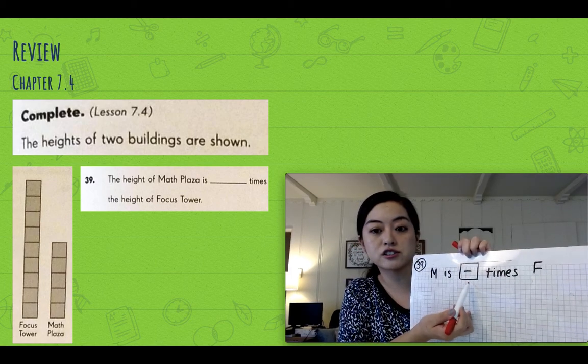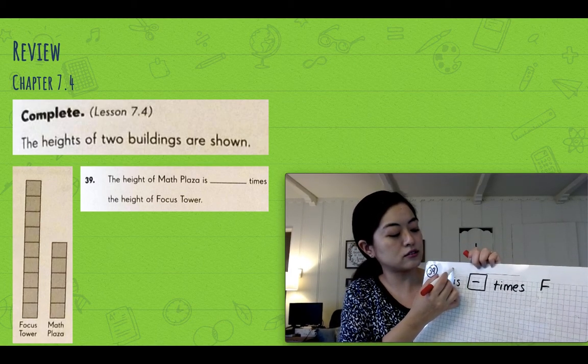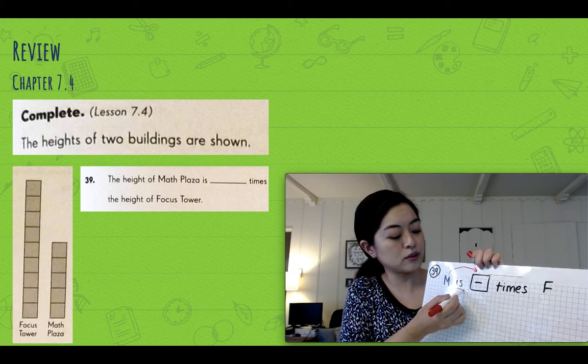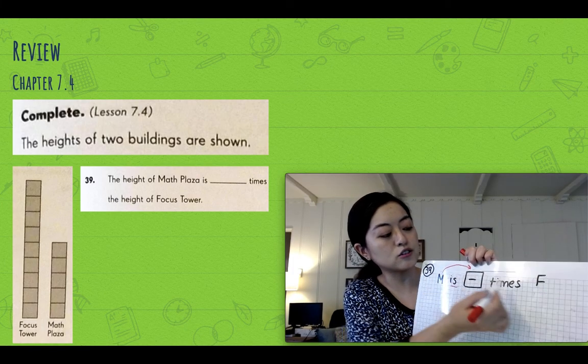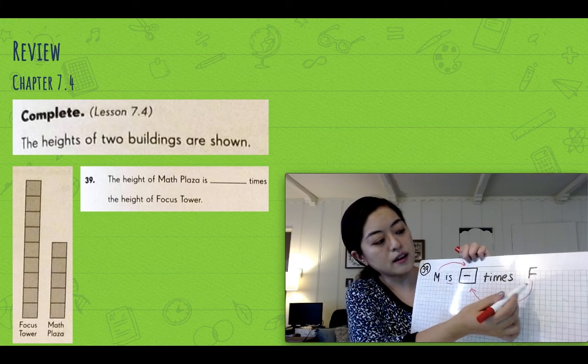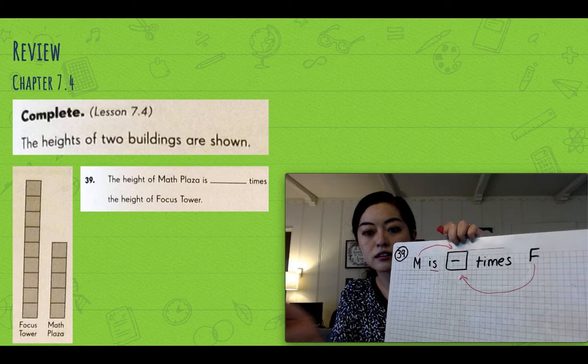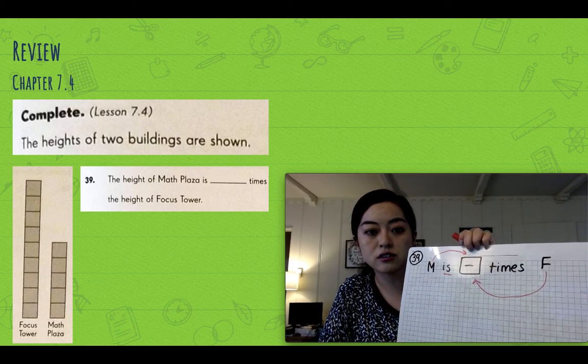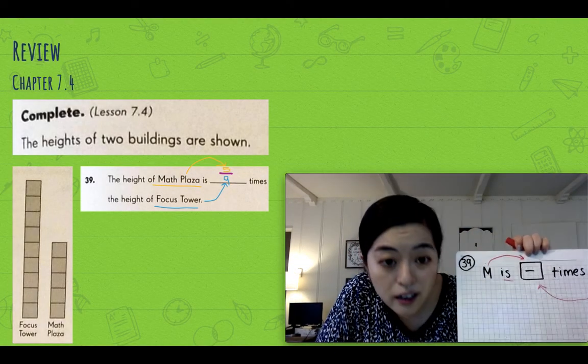When it's written like this, this has to be a fraction, okay? And the first term that comes before the word "is" has to be in the numerator, and then the second has to come after the word "times", like this, and it'll be in the denominator of the fraction, okay? And then so that'll become 5/9.